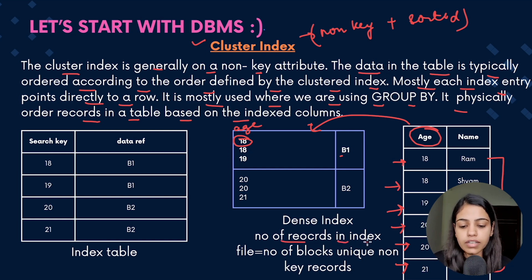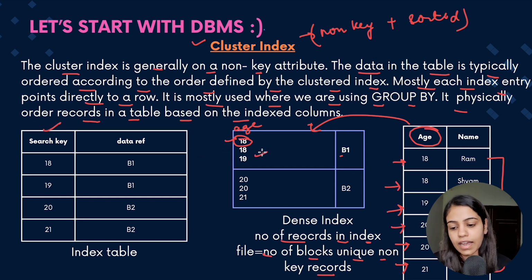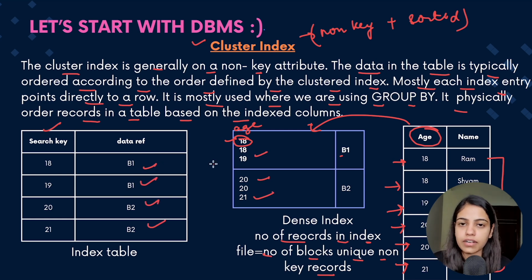So the number of records in the index file will be equal to the number of blocks of unique non-key records. So here we have gone to the search key. Here we have provided the entry for 18, then 19, then 20 and then 21, and here we have provided the block pointers for that particular data which is present in our hard disk.